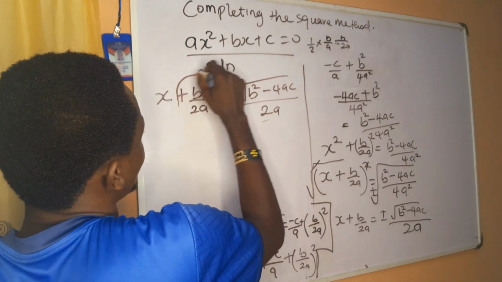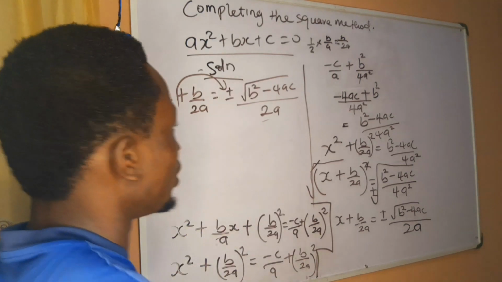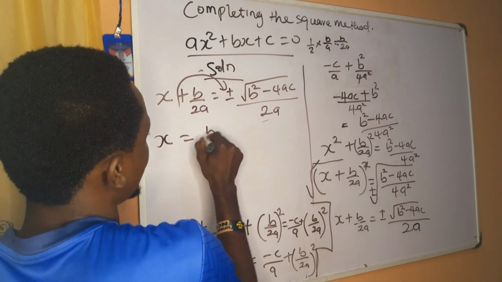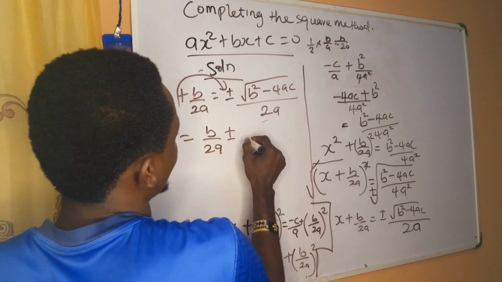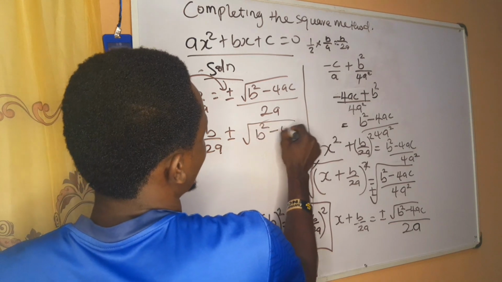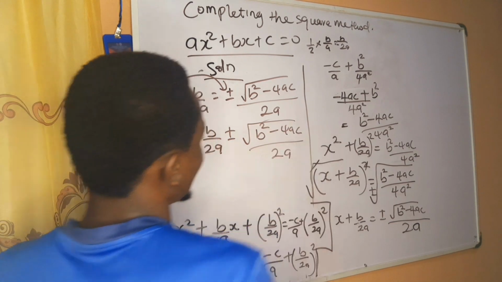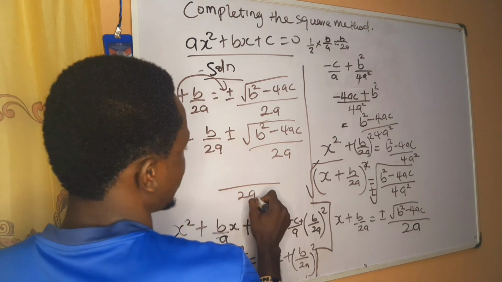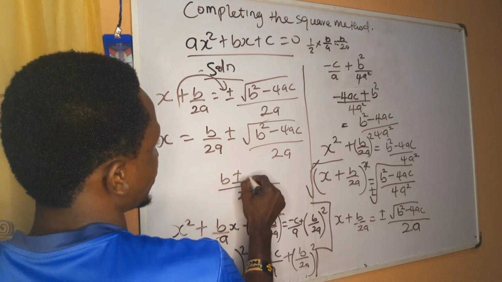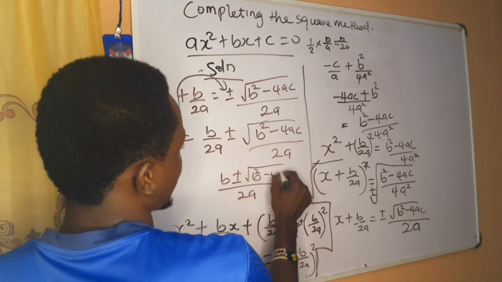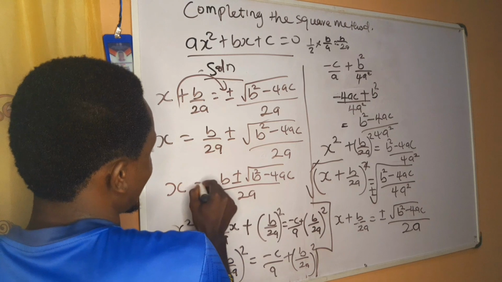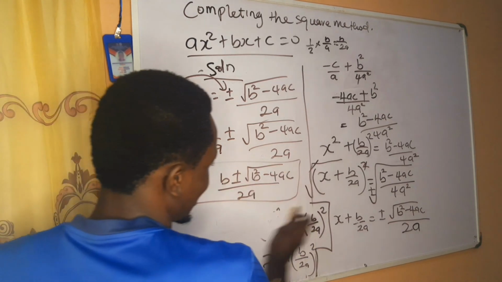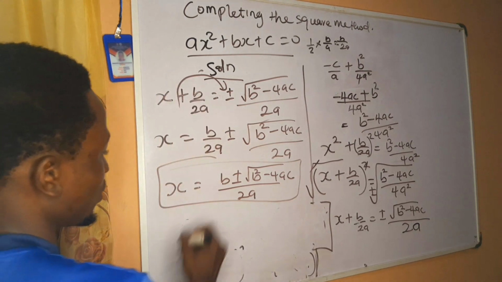We're going to move plus b over 2a over to the right hand side. So we have x is now equal to negative b over 2a plus or minus square root of b squared minus 4ac all over 2a. Now remember, since they have the same denominator, take the LCM. The LCM is now 2a. So we have negative b plus or minus square root of b squared minus 4ac. You see that your x is equal to this.